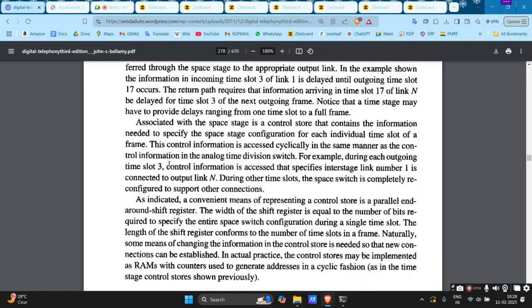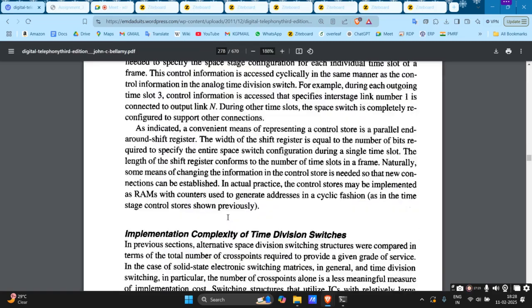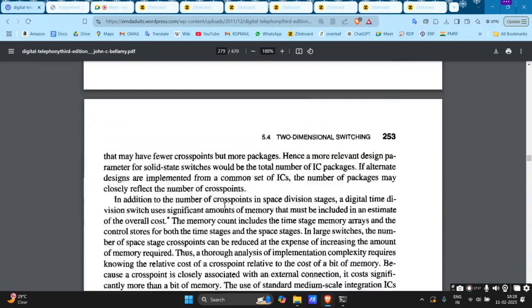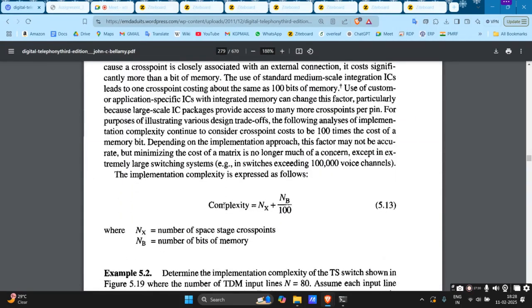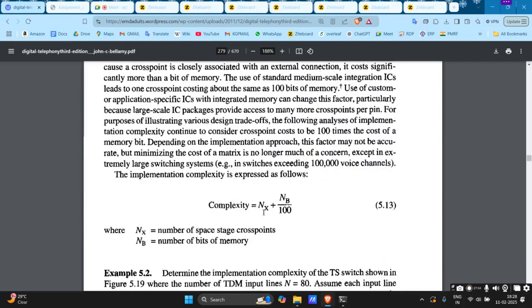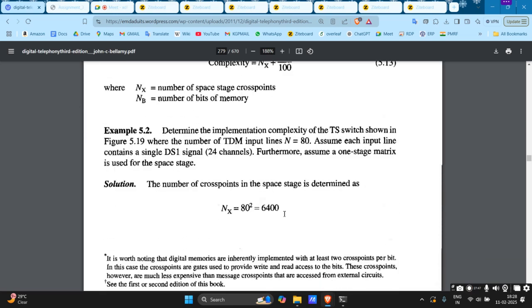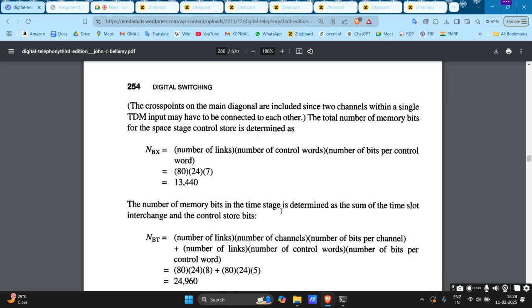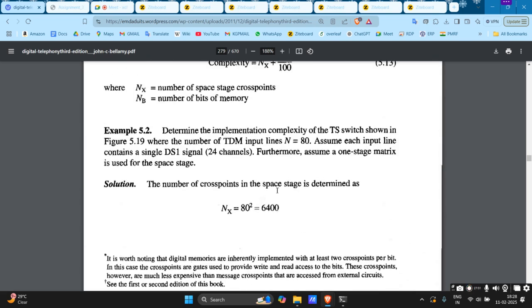Now we will be discussing the implementation complexity of this time space switch. The implementation complexity of a time space switch will have two parts. One is the number of cross points and another is the number of bits of memory, the memory size divided by 100, because memory is 100 times cheaper. Now this memory has multiple parts, which we will understand with the help of this example.